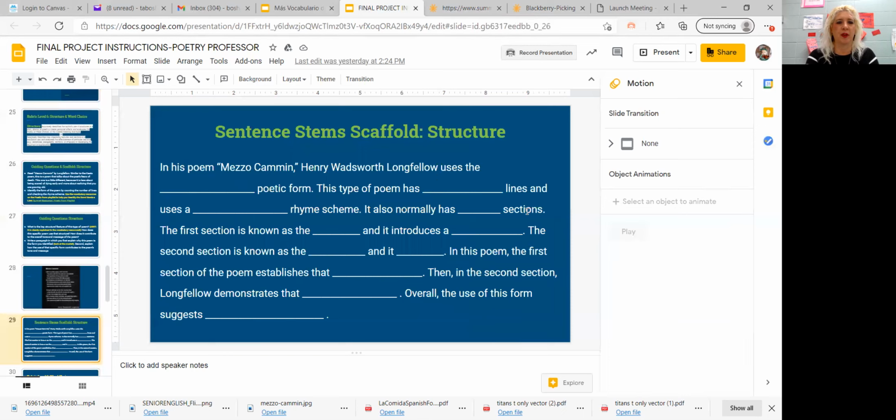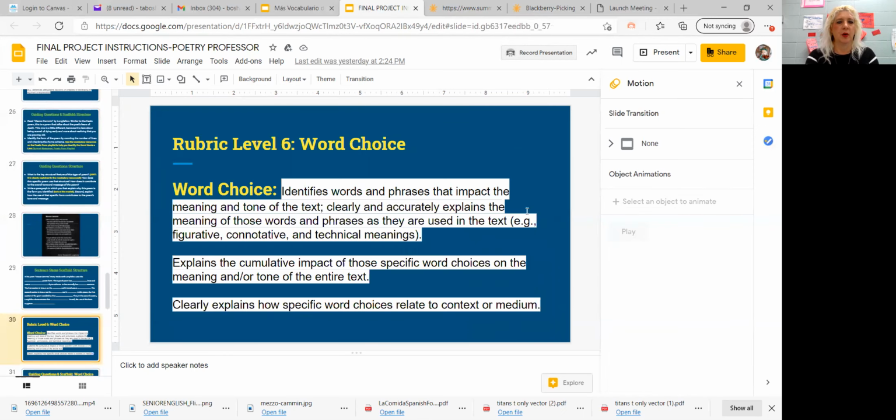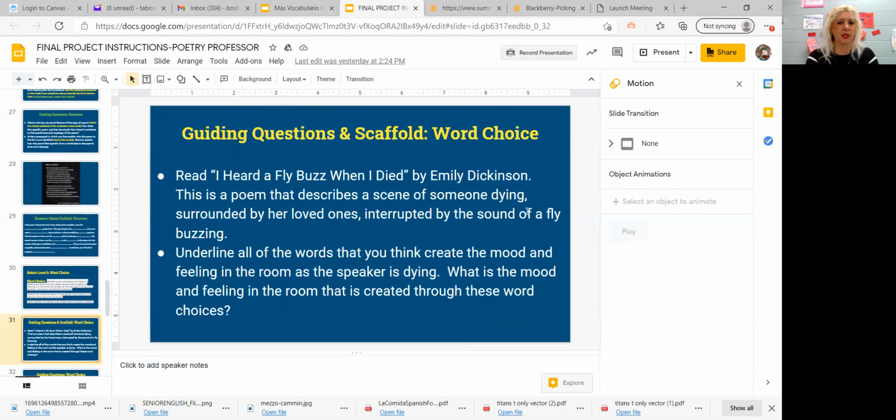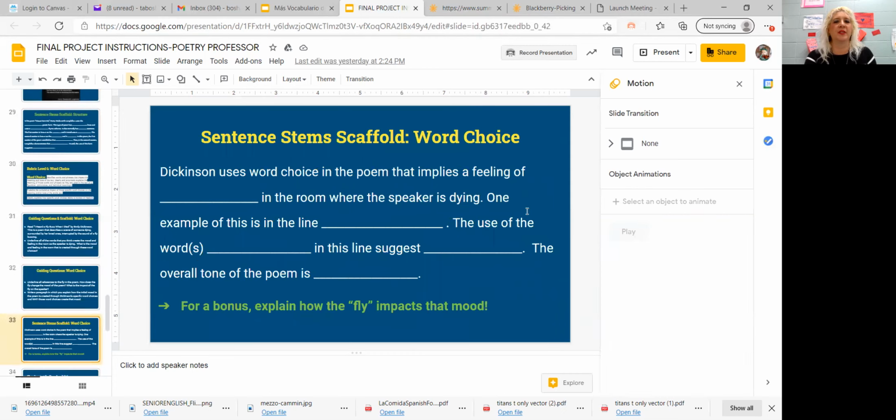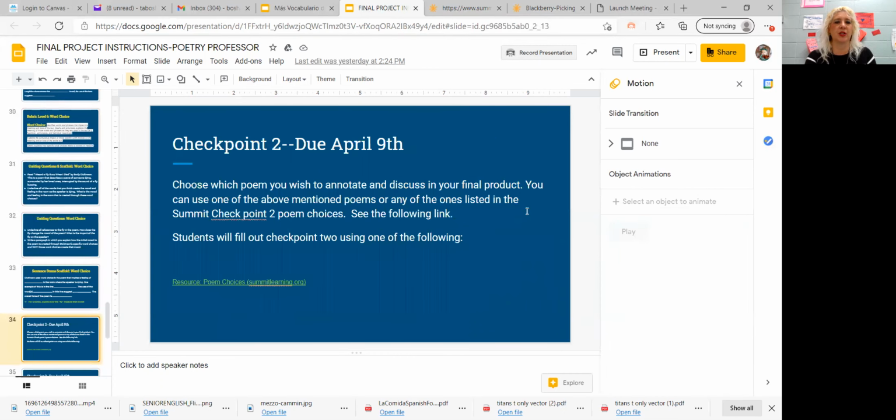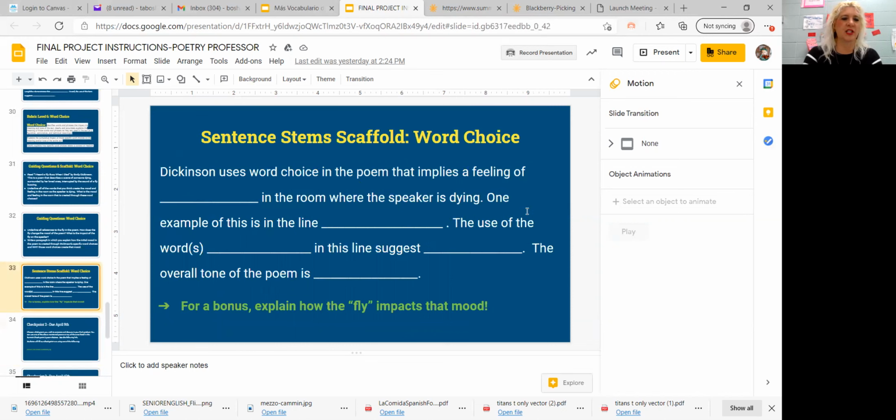Okay, I put that poem up there for you to see as well. Okay, word choice, we're going through these as well. Why does Emily Dickinson say, "I heard a fly buzz when I died"? Why is she interrupted, when someone is seriously dead and life is over, by a fly buzzing? What is this supposed to mean? Why does she choose that? So we have several guiding questions here that you can do, but this is just things you need to do on your own for practice, just resources you have for practice.